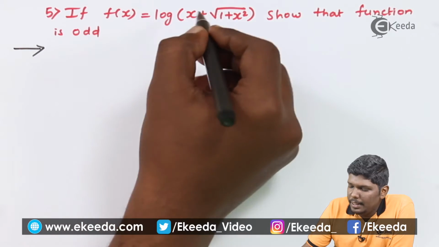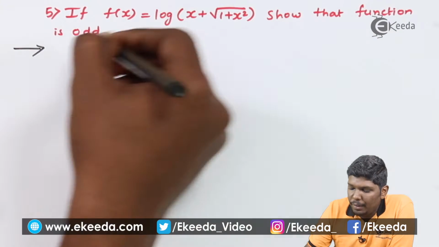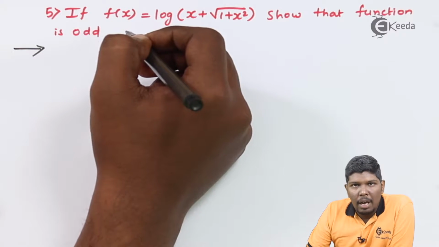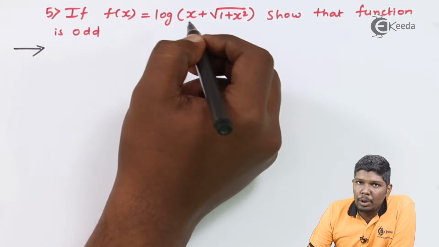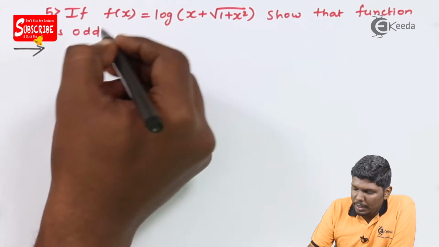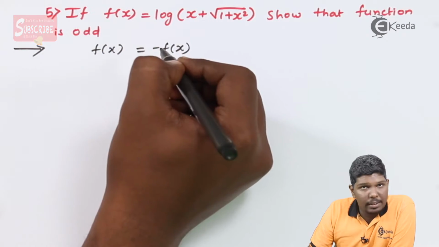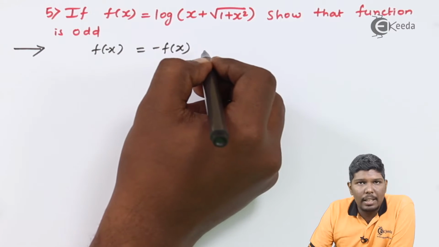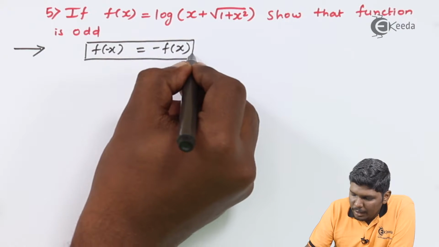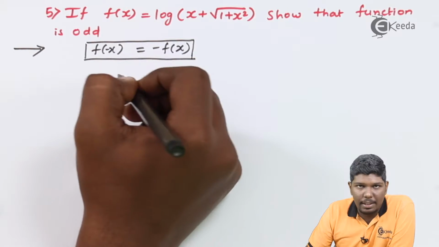If f of x is equal to log of x plus under root 1 plus x square, show that the function is odd. In the previous video, we have seen what an even function is, and the example that we solved was for an even function. The definition for an odd function is f of x should be equal to minus f of x, or f of minus x should be equal to minus f of x. This was the condition for an odd function.